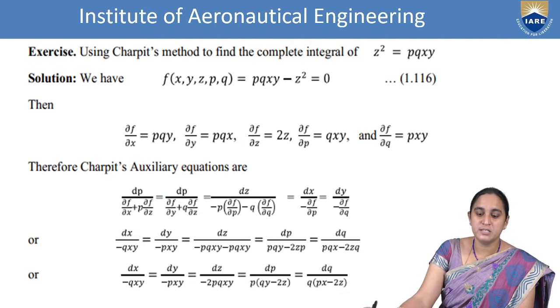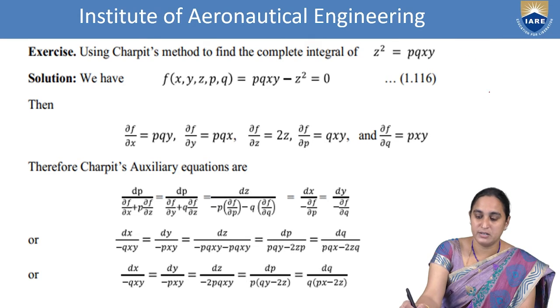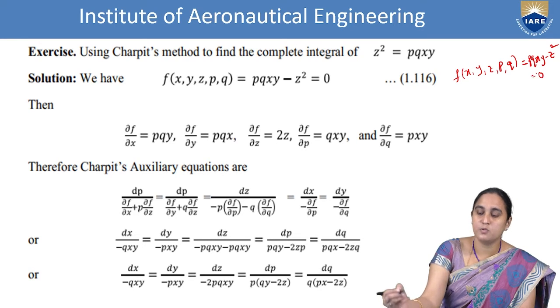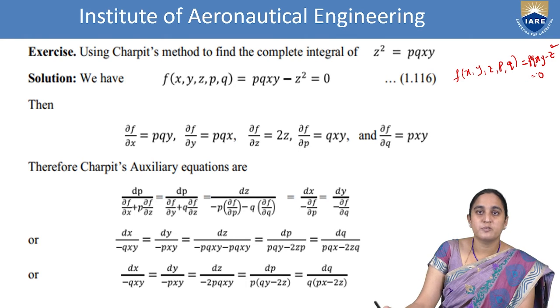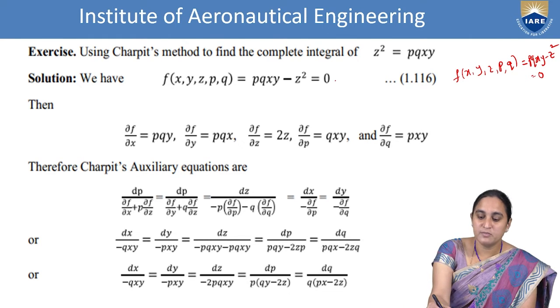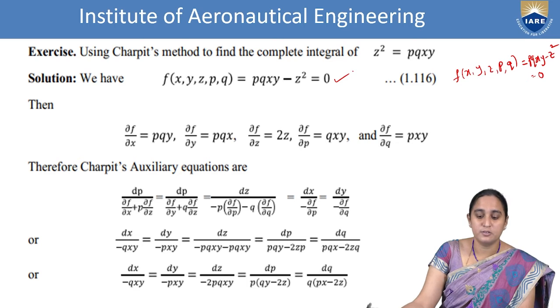From the procedure of Charpit's method, what is the first step? From the given question, let us assign one function, f of x, y, z, p, q, is equal to pqxy minus z square is equal to 0. This is the first step from Charpit's method.